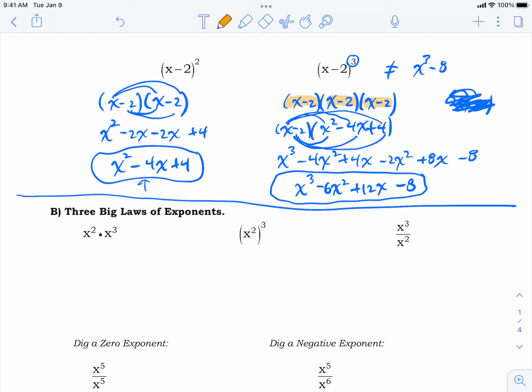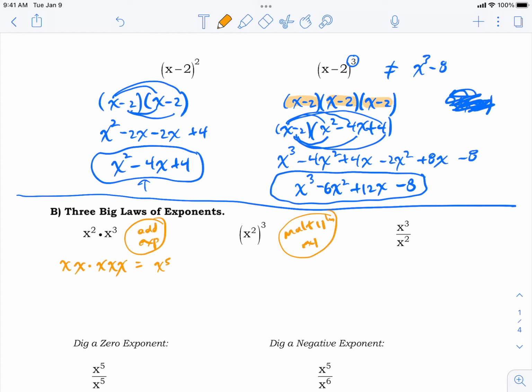I know this because x squared literally means make 2 copies of the x, and those are multiplied. And x cubed says make 3 copies of the x and multiply. So now what have I got? I've got 5 copies of the x, all multiplied. So you add exponents in this situation. Add your exponents. In this situation, you're going to multiply your exponents.